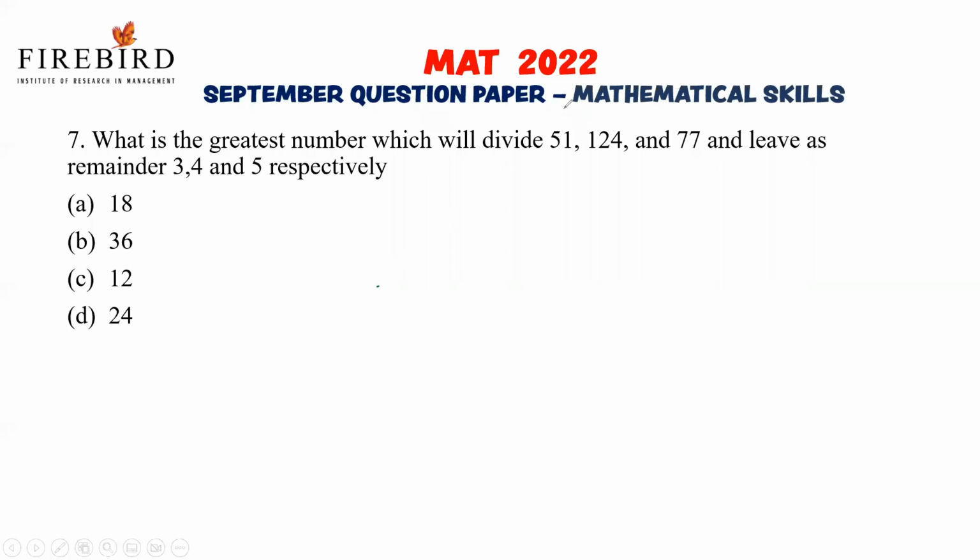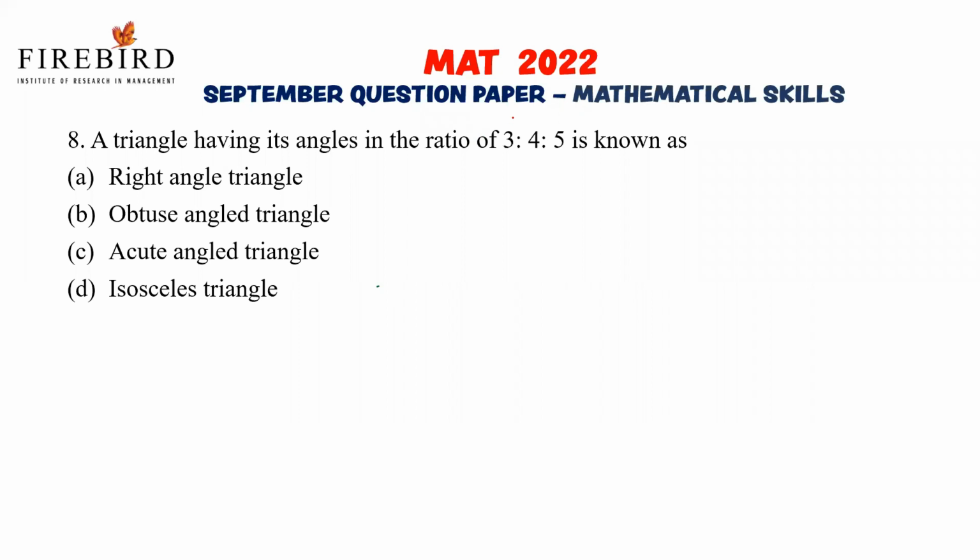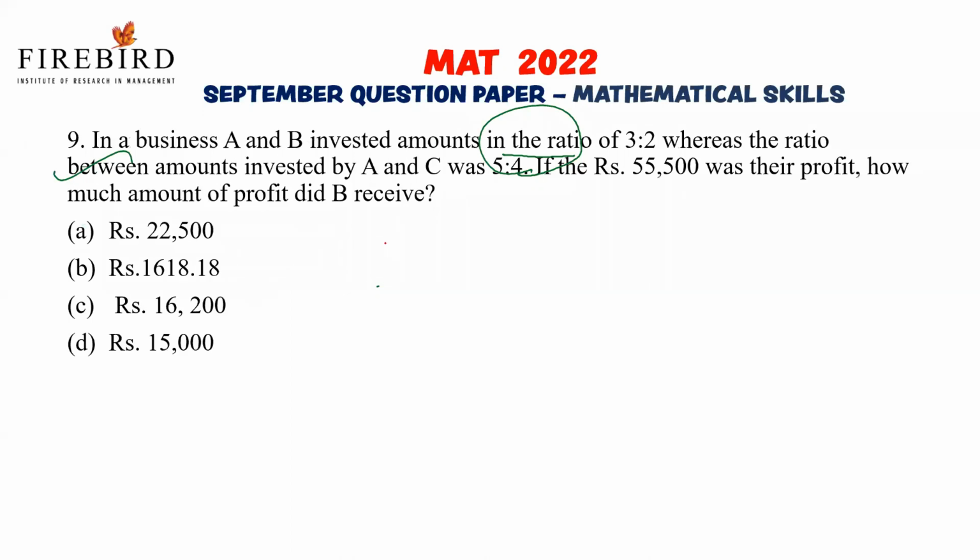Now we'll go to the next question. A triangle having its angles in the ratio of 3 is to 4 is to 5 is known as, see, 3 is to 4 is to 5, you should know it forms a Pythagorean triplet. Pythagoras theorem we apply only in a right angle triangle. This is a very simple question. You can make it in 2 to 3 seconds. That's it, right?